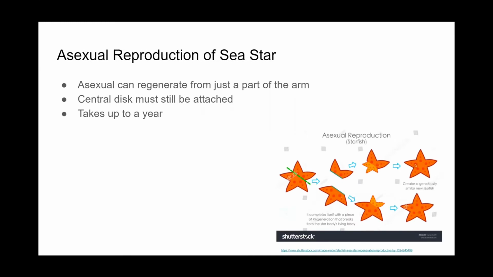The next way that the sea star reproduces is asexually. This happens in the form of regeneration. If a sea star loses an arm, it will eventually grow back, but the arm that fell off will also grow into a sea star too. It will only grow if part of the central disc is still intact on the arm. This process can take up to a year, meaning sexual reproduction is much more efficient.